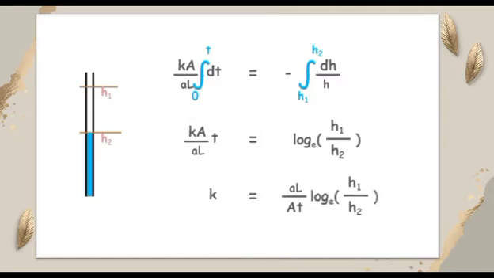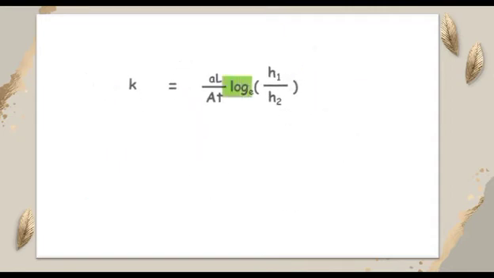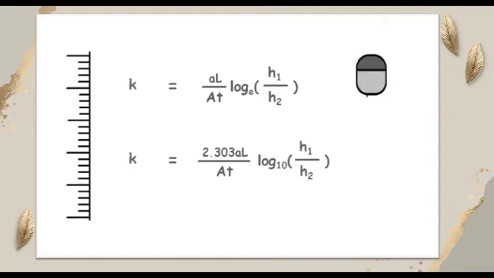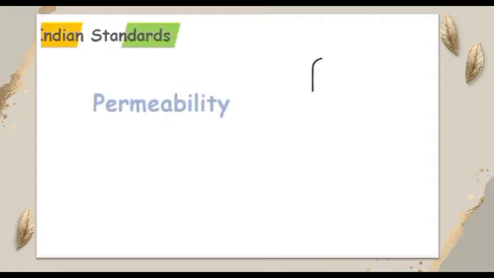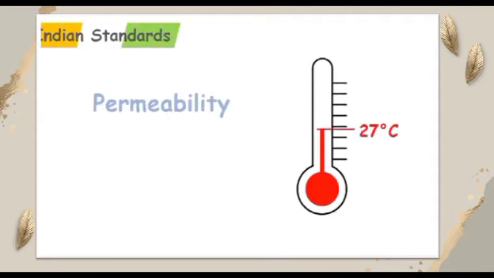Also, we can rearrange to find the value of permeability as this. Here, log has its base e, that can also be written as this for base 10. In this equation, we have measured and recorded all the required values to calculate and know the permeability of the soil sample. According to the Indian standards, we report the permeability values at 27 degrees Celsius temperature.